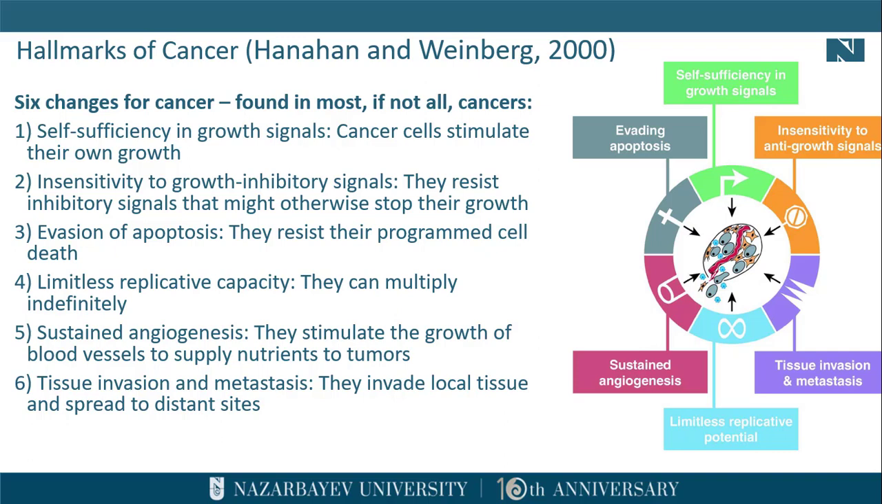The sixth is called tissue invasion and metastasis, which means that they are very good at invading local tissue, neighboring tissue, and even spreading to distant organs. In terms of normal cells, it is not the case because they have contact inhibition and they can just stay locally without traveling further to distant organs. However, cancer cells are very good at invading. So they have this ability to metastasize.